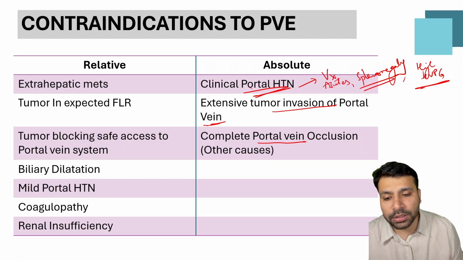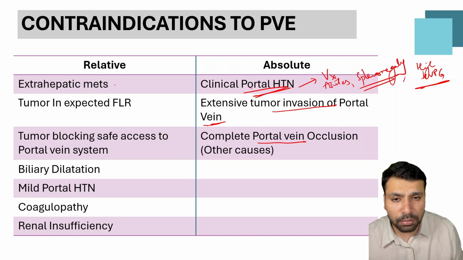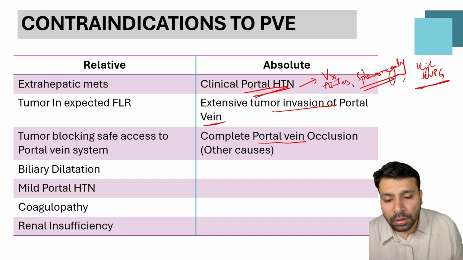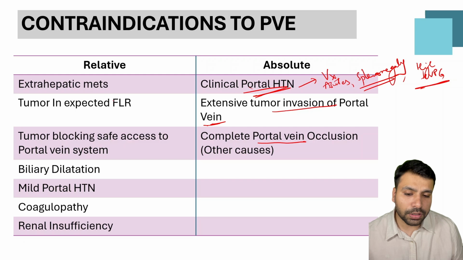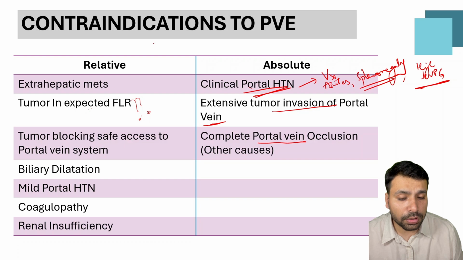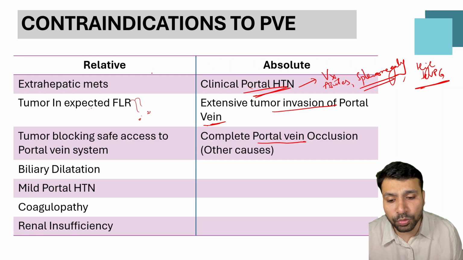There are relative contraindications, like extrahepatic metastases. Why do an extensive surgery when you have extrahepatic metastases? But that is relative. There are various conditions where we can do it, like neuroendocrine tumor. If there is a tumor in the expected FLR, this is also a controversial topic, because sometimes people have even practiced ablation of this tumor and then portal vein embolization of the part which we want to remove, and then after some time when the FLR grows, a second stage surgery to remove any visible tumor in that FLR. So this is a relative contraindication.